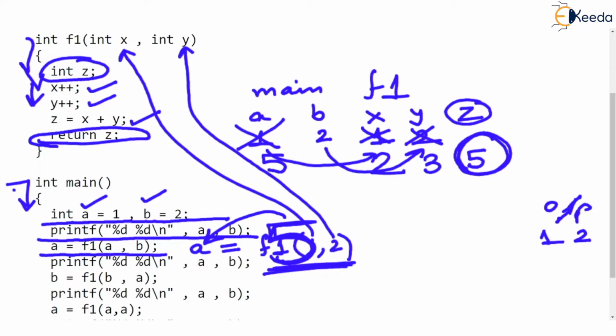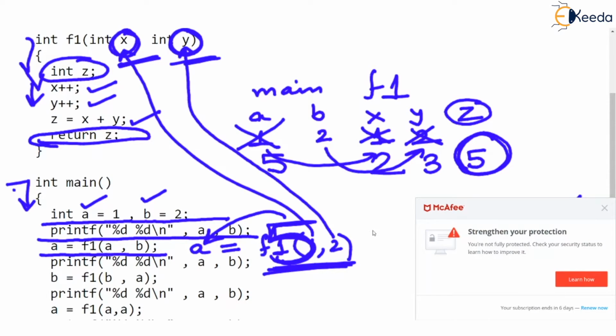I hope you are understanding. Any changes made in x and y, literally we have repeated this point so many times, any changes made in x and y, the local parameters, do not affect the actual values passed. So a and b do not change due to x and y.